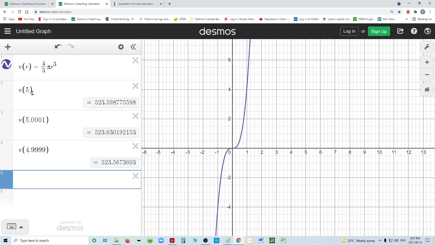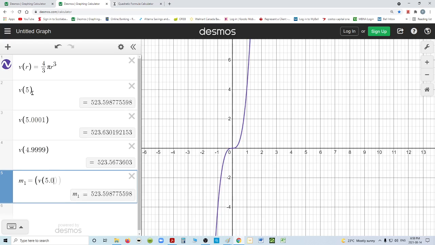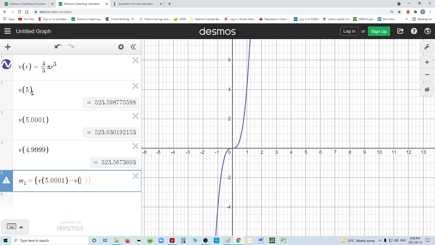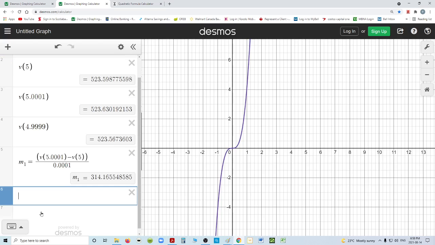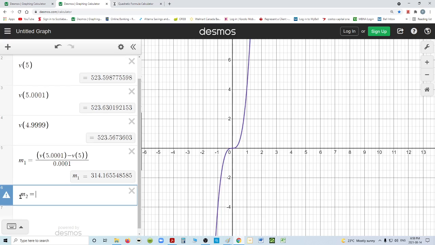And then I'm going to take my rate of change between, I'm going to call it M1, is equal to my V 5.0001 minus my V5, and it's going to be divided by 0.001, and I'm going to get a rate of change of 314 meters cubed per meter. And then my M2, I'm going to do it slightly different.